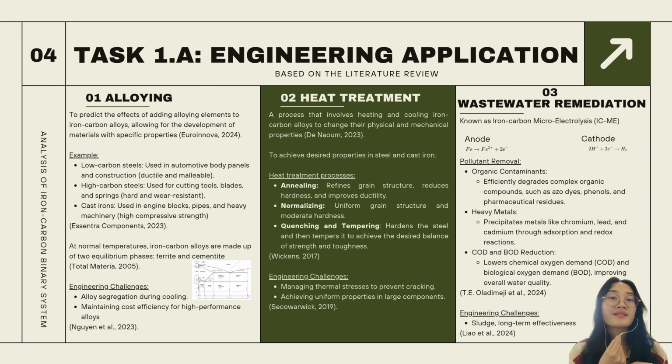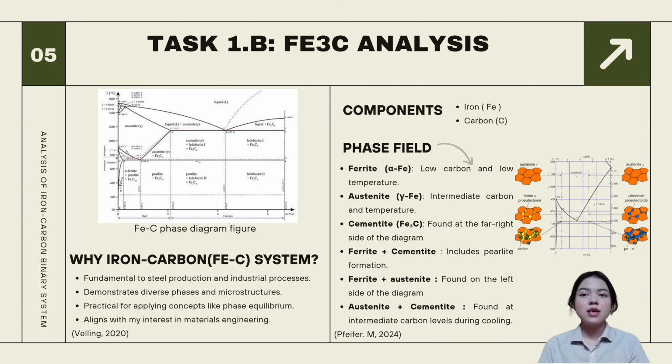In summary, these applications showcase the versatility of iron-carbon alloys across multiple industries, from manufacturing to environmental solutions. In this slide, we focus on task 1.b, iron-carbon analysis, which estimates the iron-carbon system. We chose this element because this system is critical for steel production and industrial processes, as it demonstrates the formation of diverse phases and microstructures.